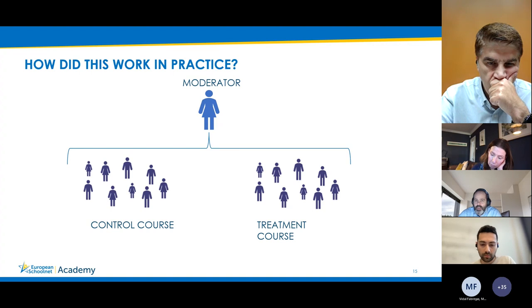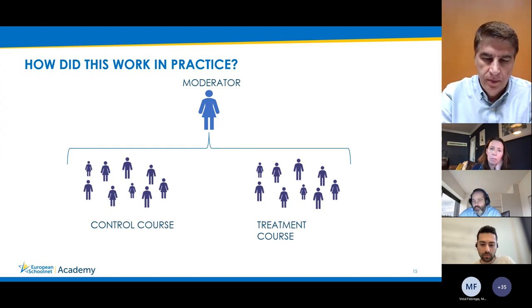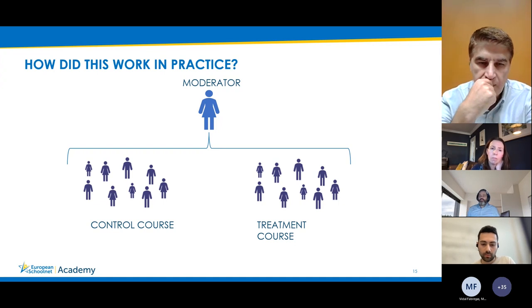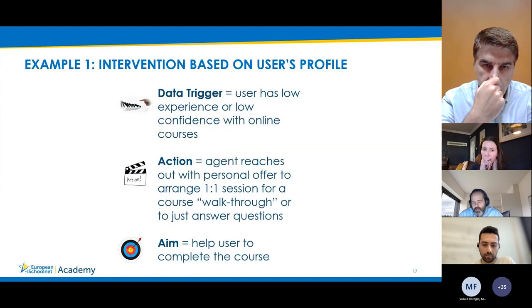How did this work in practice? Well, this was the setup. We had a control course and a treatment course with the same moderator, as mentioned, keeping all the factors as equal as possible. And on the treatment course, we had dedicated people who we'd call support agents, who followed a very strict protocol, and they had access to the survey results and the course progress data. They sent out emails not to everyone in the treatment course, but only to those individuals who were identified as having a high likelihood of dropout.